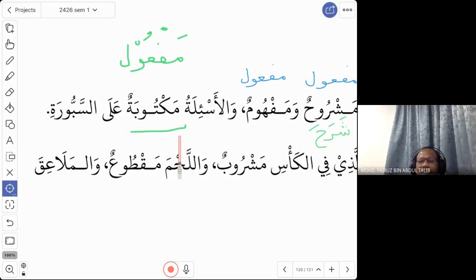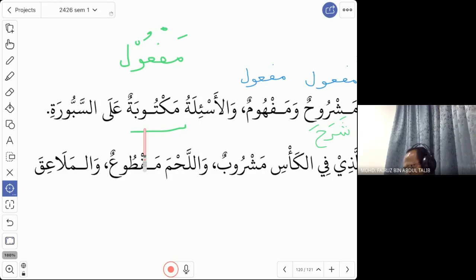Written, yes, it is written. So something that is written, you call it maktub. In the jumlah, we say al-as'ila, the questions are written. So you just translate it as the verb. But it is not the verb, it is isim maf'ul. Only the meaning can be used as a verb.